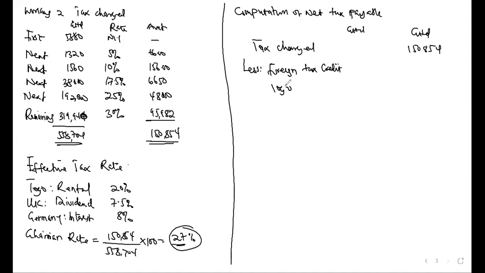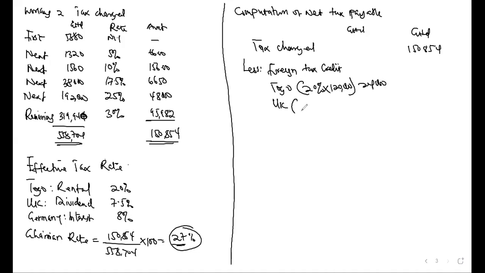So for Togo, what is the tax paid in Togo? How do we get it? The rate is 20%. So 20% by what? What's the total income from Togo in Ghana cedis? 120,000. 20% of 120,000 gives you 24,000.